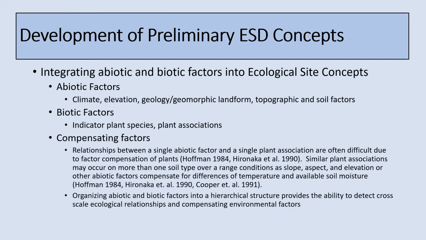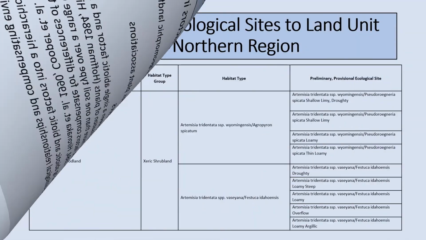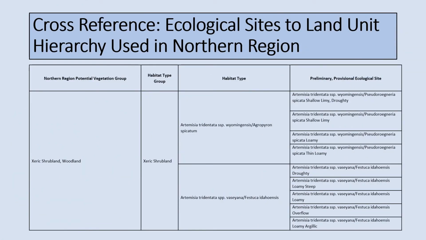Similar plant associations may occur on more than one soil type, as slope, aspect, and elevation or other abiotic factors compensate for differences of temperature and available soil moisture. We're organizing abiotic and biotic factors into a hierarchical structure that provides the ability to detect cross-scale ecological relationships and compensating environmental factors. Here you see an example of our draft hierarchy of ecological sites to land units.